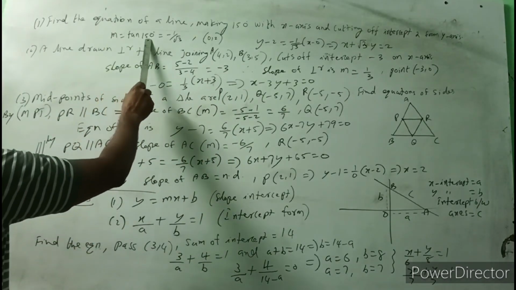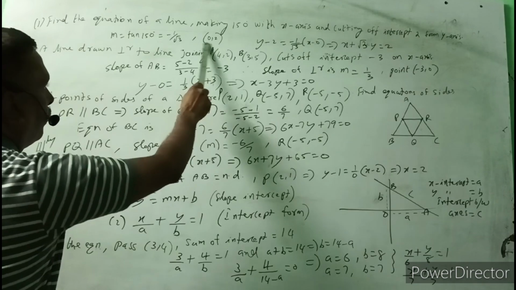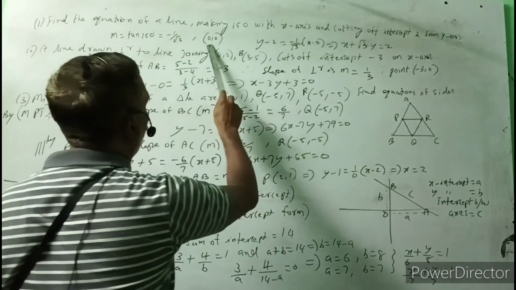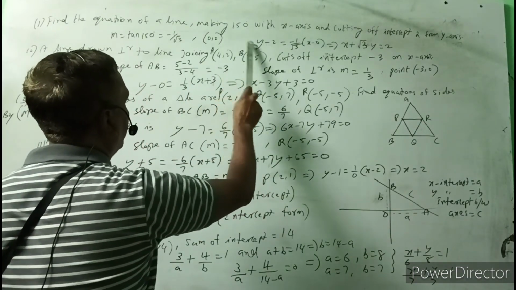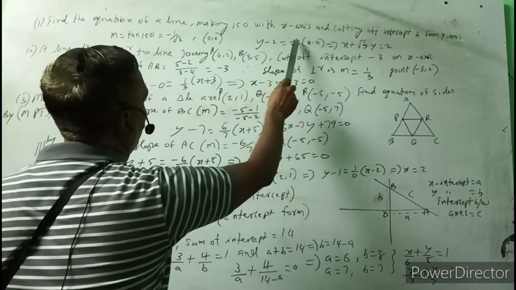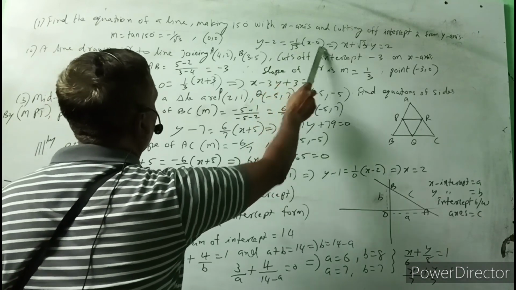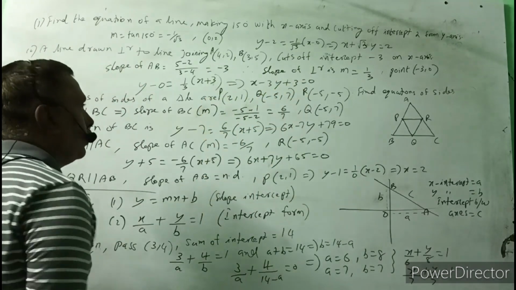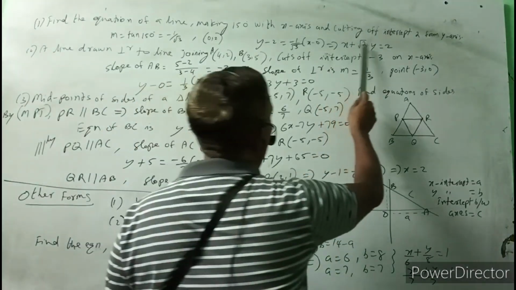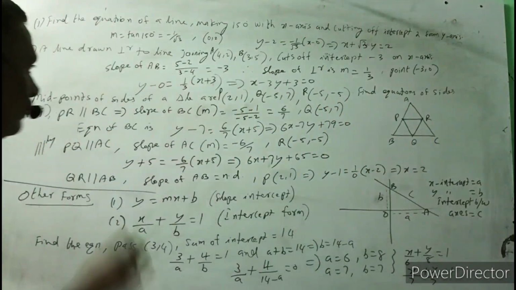So m equal to tan 150, that is minus 1 by root 3, and the point is 0 comma 2. So the equation is y minus y1, where y1 is 2 here. y minus 2 is equal to minus 1 by root 3 into x minus x1, where x1 is 0. Simplifying, you will get x plus root 3 y equal to 2.